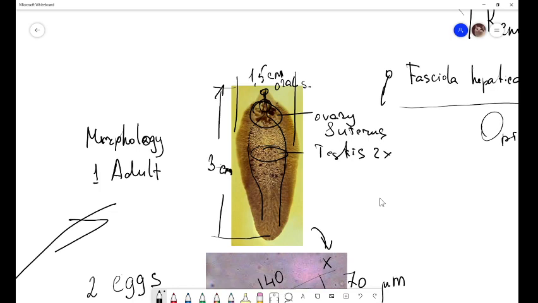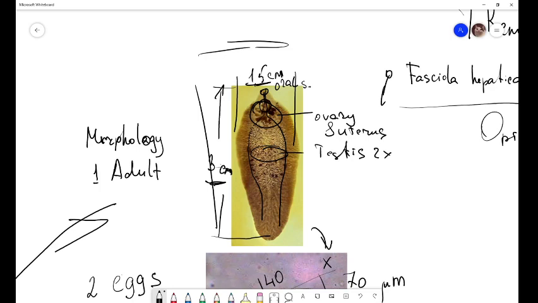Morphology. There are three main forms, and these forms are very interesting in life cycle in medical biology. And the first form is adult worms. These forms have a size about 3 to 1/2 centimeters, as you can see here.